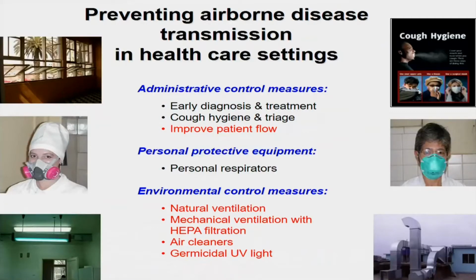So how do we prevent airborne TB transmission in healthcare settings? Traditionally, we have this hierarchy of control measures, administrative control measures, so trying to get rapid diagnosis, rapid treatment of your patients, cough hygiene, covering your cough, and then improving patient flow, trying to reduce the amount of time these folk are exposed. Personal respiratory protection, everyone is now familiar with, and then all these environmental control measures with which building engineers and architects like yourself are familiar.